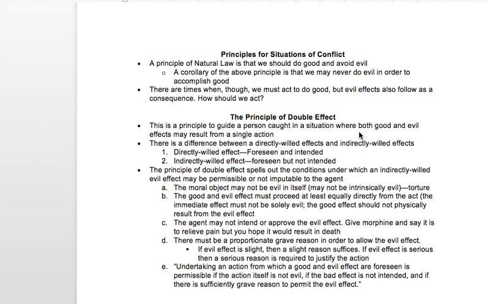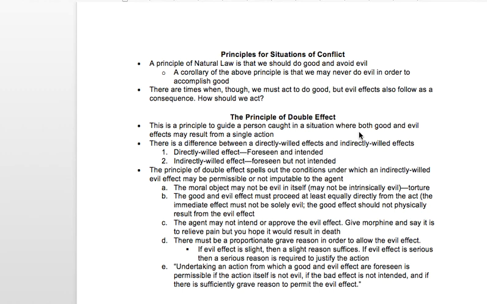Now, an indirectly willed effect is a case where you take an action, and the consequences or the effects are foreseen but not intended, right? So you take a particular action, and the consequences that follow, you know they're going to happen, they're inevitable, but you don't intend for them to happen, especially if they're evil, right? They're bad. You don't mean for them to happen. You sort of hope they don't happen, but you know in fact that it will happen.